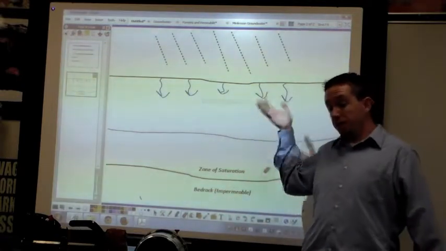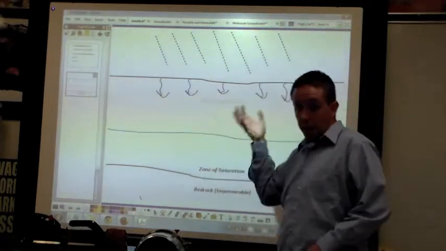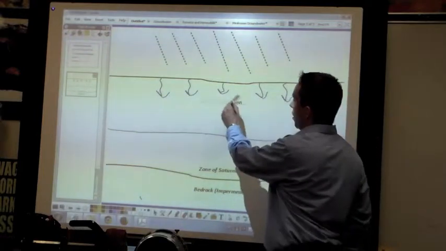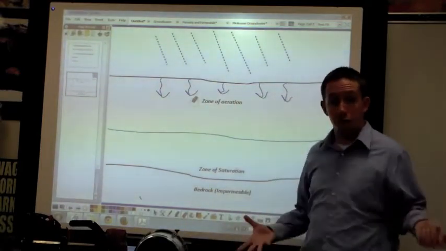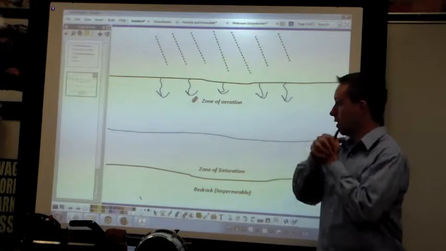Above that, though, there's not always water in the pore spaces. In fact, there's air in the pore spaces. So we call that our zone of aeration. Okay, the zone of aeration.